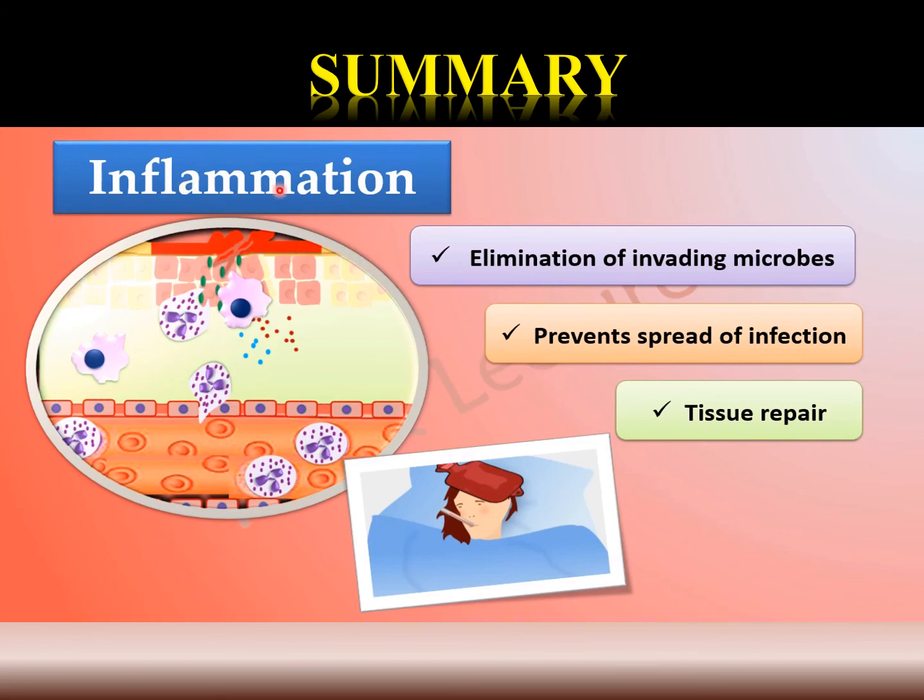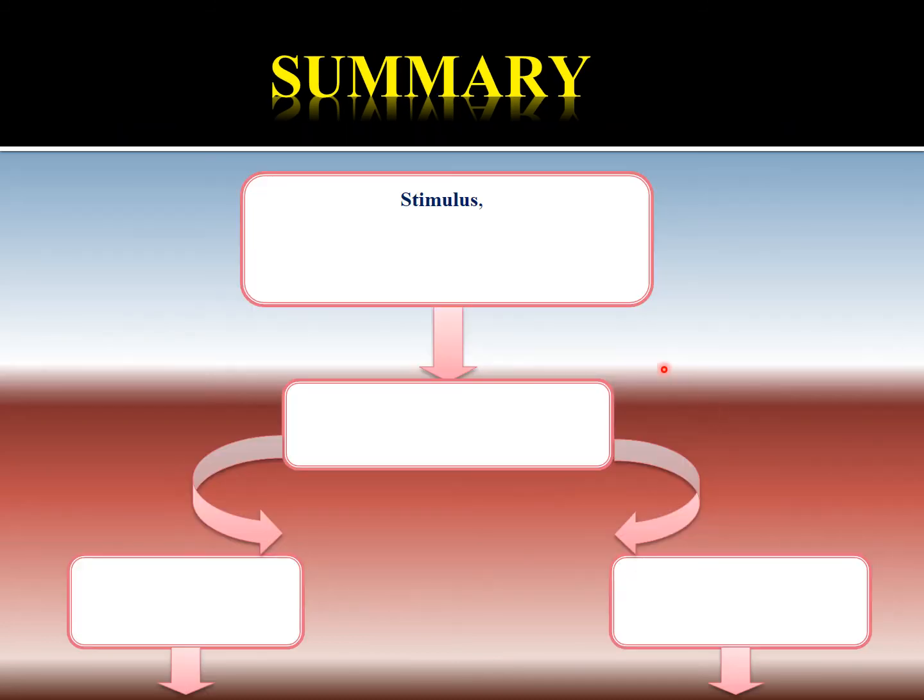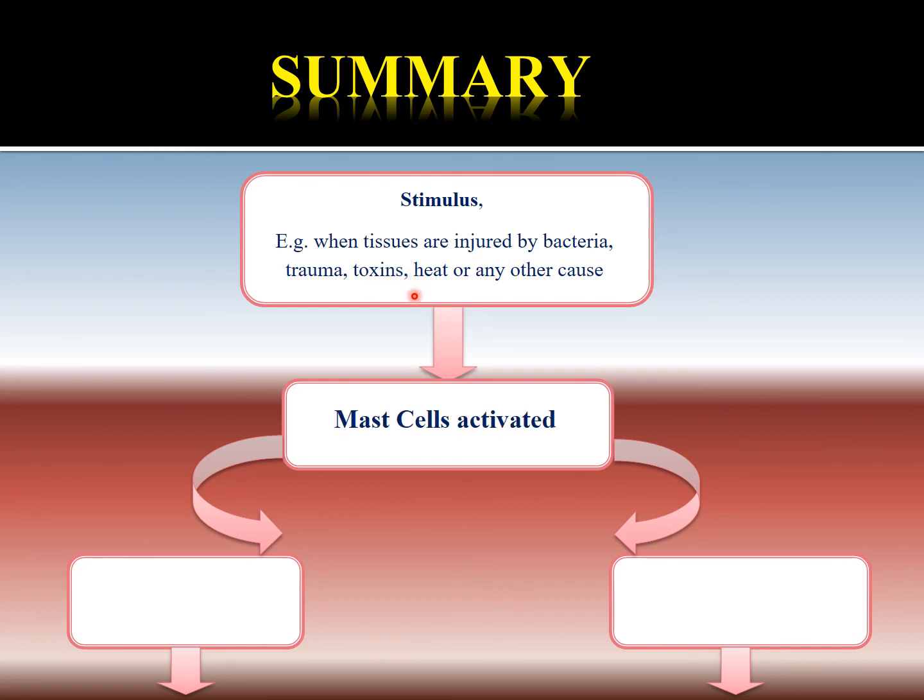فمحاضرتنا هي inflammation. الانفلاميشن اللي هو الأكيوت انفلاميشن الرول مالته من أهم خصائصه هي elimination of invading microbes, prevent spread of infection and tissue repair. When the tissues are injured by bacteria, trauma, toxins, heat, any type of pathogenic microorganism, there will be activation of the mast cells, which then release different inflammatory mediators such as histamine and cytokines.